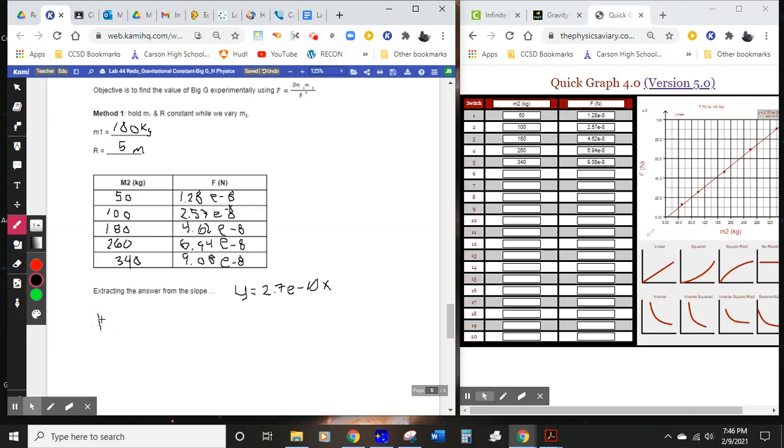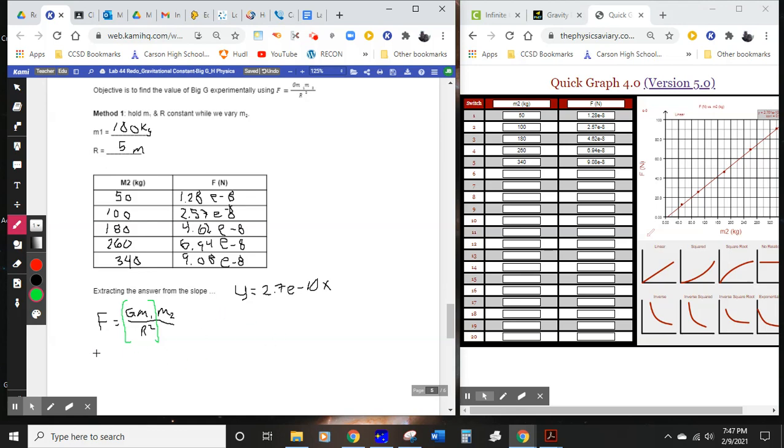So here's F, right? F is equal to big G. That's what we want to find. There's big G. This will be M1, and this will be M2 here, and this whole thing is over R squared. Now, I'm going to use green here. This part right here is constant. Big G, M1 and R did not change. They were constant, as is G here.